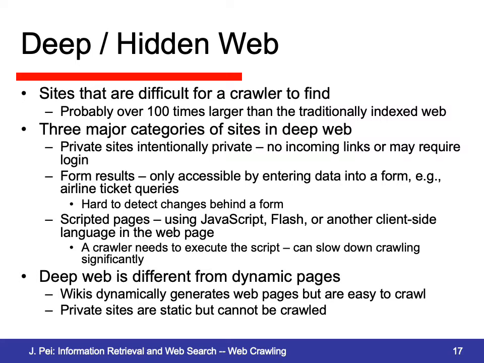As you can see, deep web is very different from dynamic pages. Dynamic pages may be generated dynamically, for example, by wikis, but they are easy to crawl. But private sites, they are static. Indeed, they may not be changed, but because without incoming links or the login information, it is very hard to be touched.